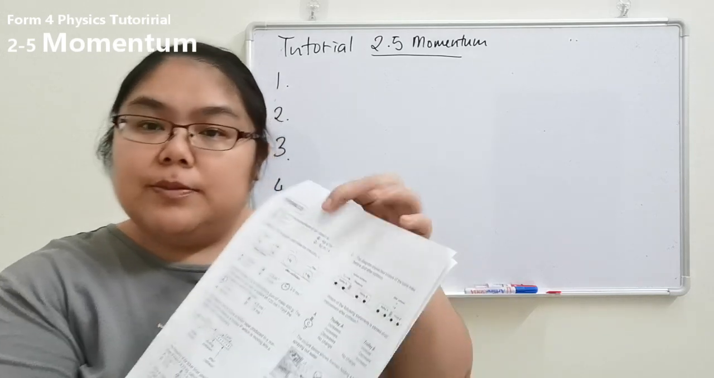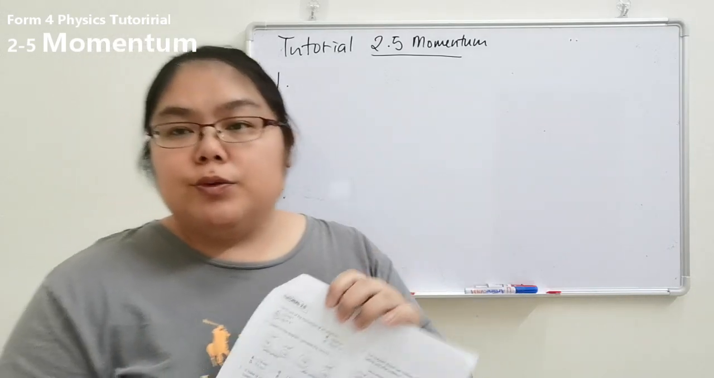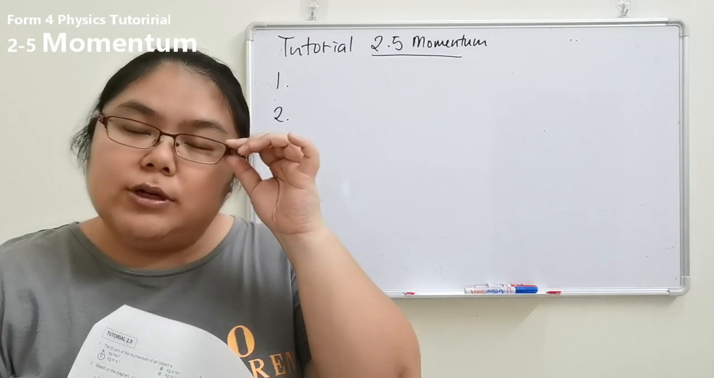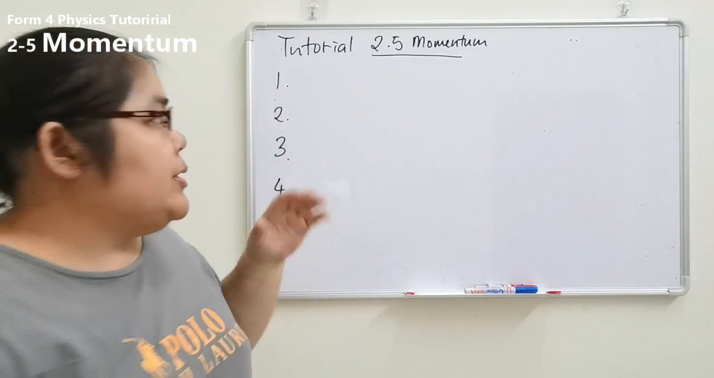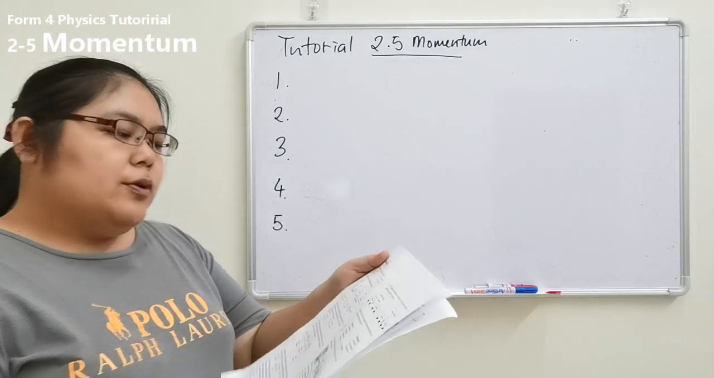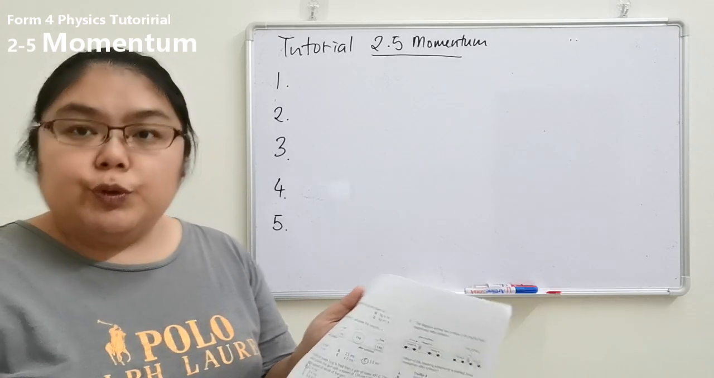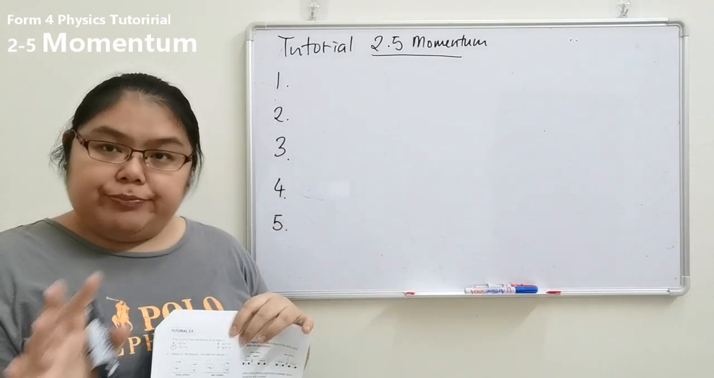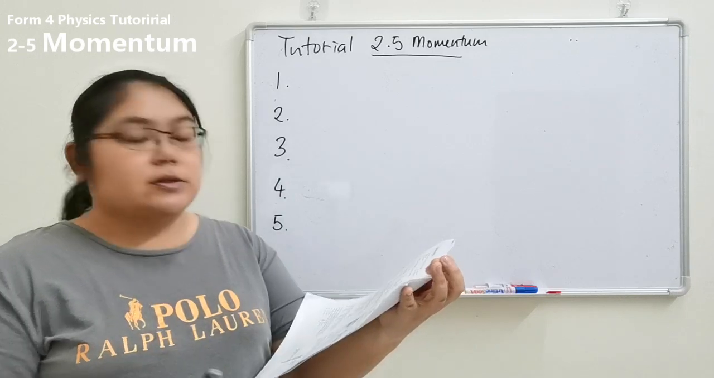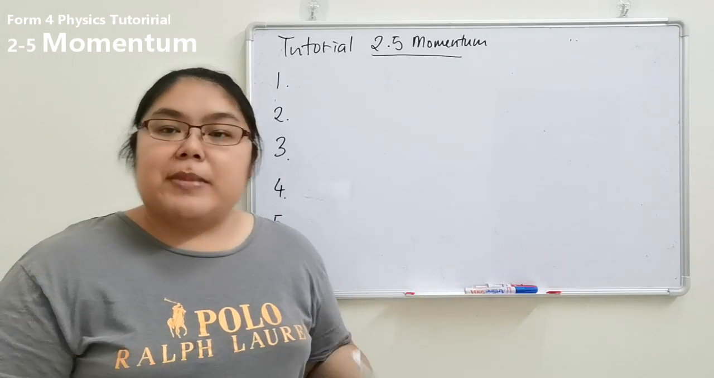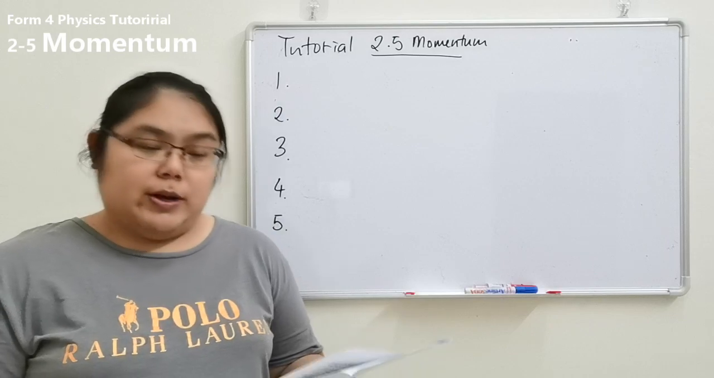Okay, come, let's see, take out the paper, the paper I called you to print out. That one is the tutorial momentum 2.5. Now we're going to see the answer here. For the questions that need calculation, I will show you the calculation and how to do it. For the questions that are just concept, better you refer to my lesson, so you're sure you know how to answer the question.